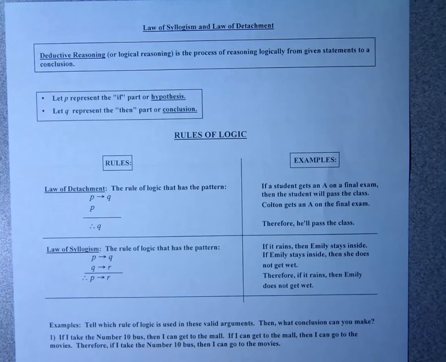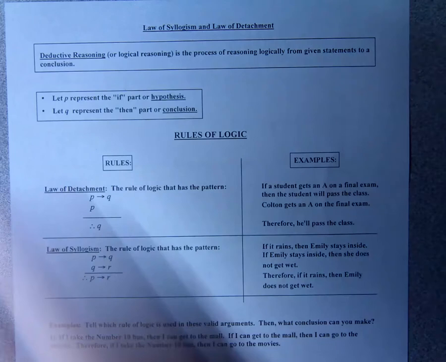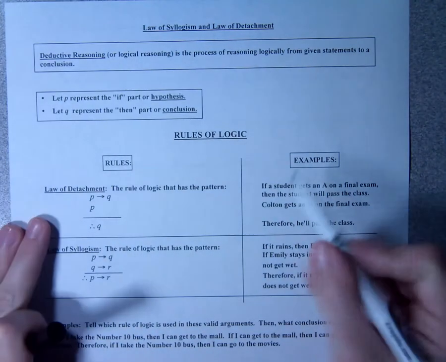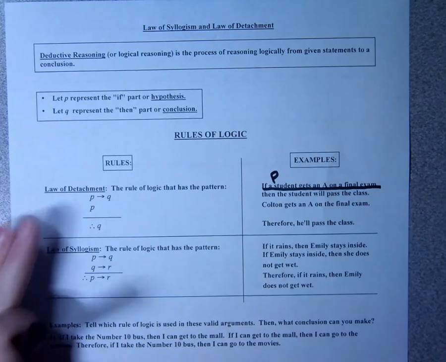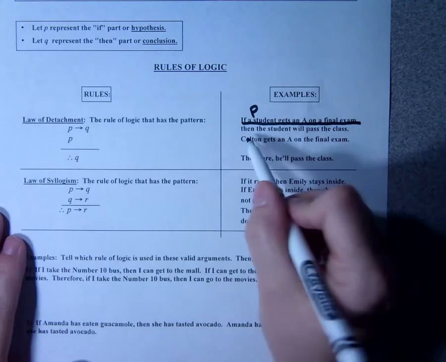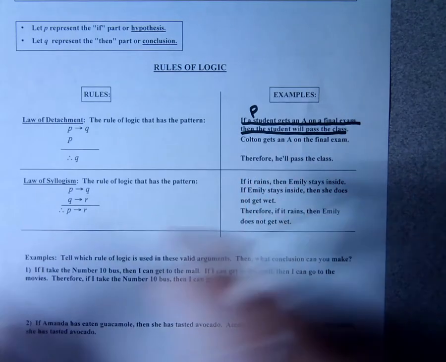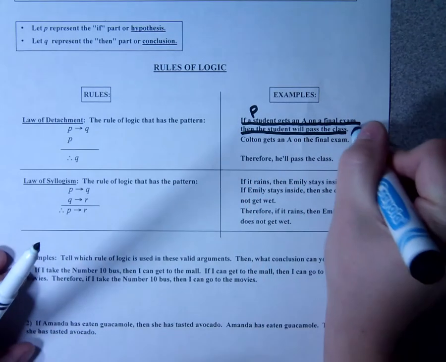So I want to show you how to mark this with your P's and Q's, just so you can see that in case it's helpful. But some of you will just be able to read through this and it should make sense. Okay, so one more time. P is the if part, the hypothesis, and Q is the then part, the conclusion. So let's look at this example over here. If a student gets an A on a final exam, that's the P, the hypothesis. Then the student will pass the class. The then is the conclusion.